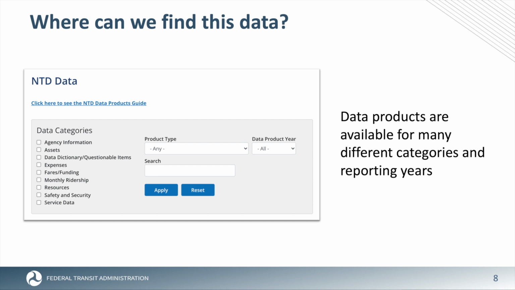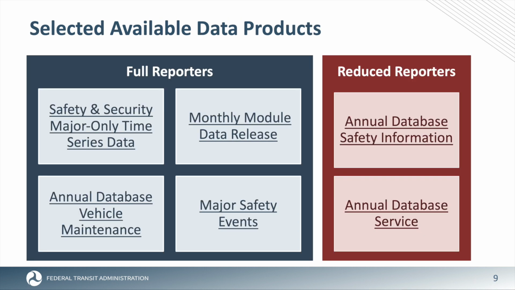Now, as I mentioned earlier, we are going to have a few demonstrations later on in this webinar. And so you will get to see how an individual can actually come to this page, select what type of data it wants to download. You can see how it can be downloaded and how you can begin to manipulate that data to support your SMS related activities. And we'll get to those demonstrations a little bit later in today's webinar. But first, let's talk about a few of the data products made available on that NTD page that your agency may be interested in. First of all, we want to talk about data products specific to full reporters.